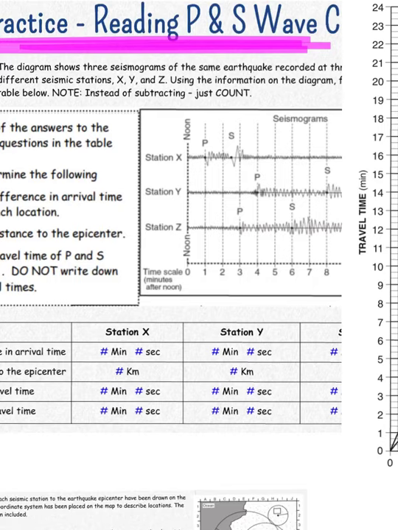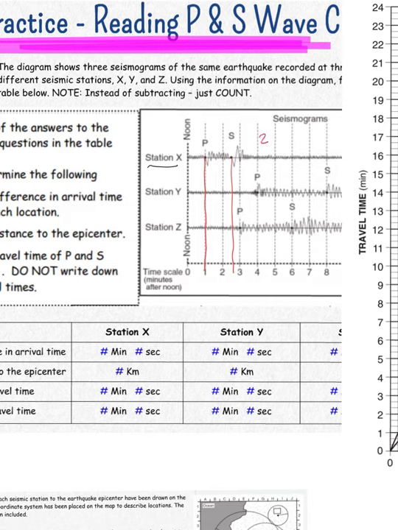So we're going to do the PNS wave reading the seismograms today. The first thing we have to do is to figure out the arrival times of each of the seismograms. So when we start with station X here, we are going to do the P wave and we are going to do the S wave for that.